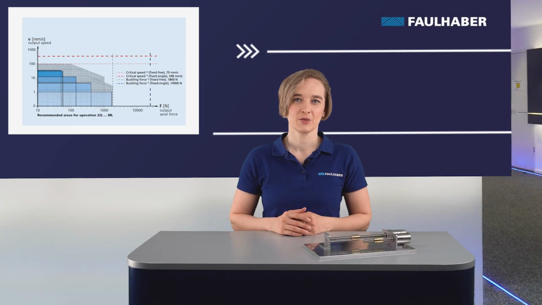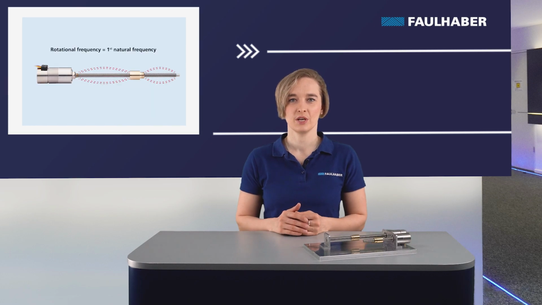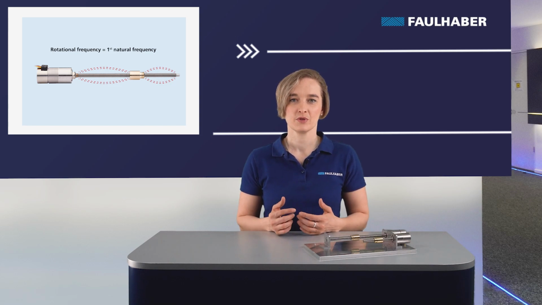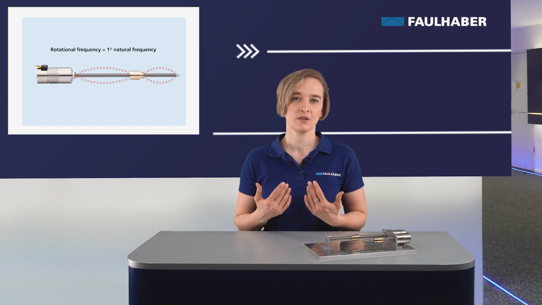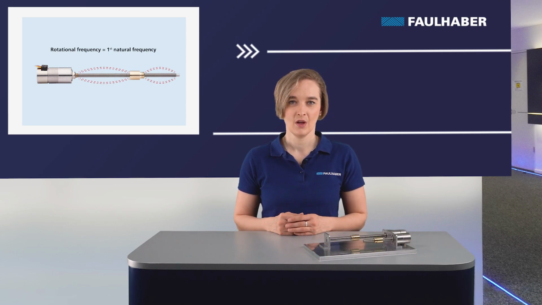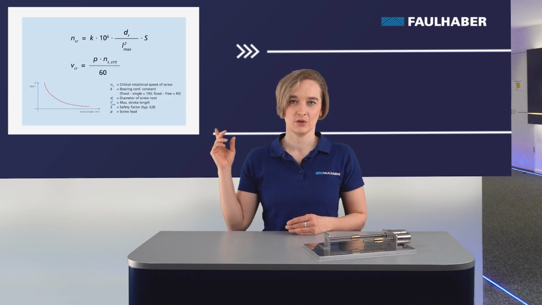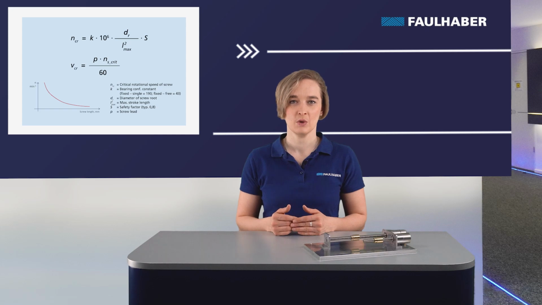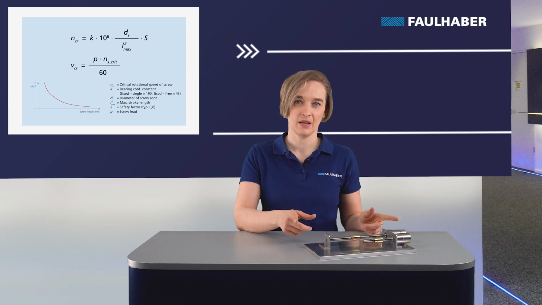What is this critical rotational speed? It is reached when the rotational frequency of the screw equals its first natural frequency, thus causing resonant vibrations. For standard screw length, it is the red line in the performance diagram. For other lengths, it can be calculated with this formula. You can see that NRC depends on the screw support via the factor K and the screw geometry, so the diameter and the hub length.